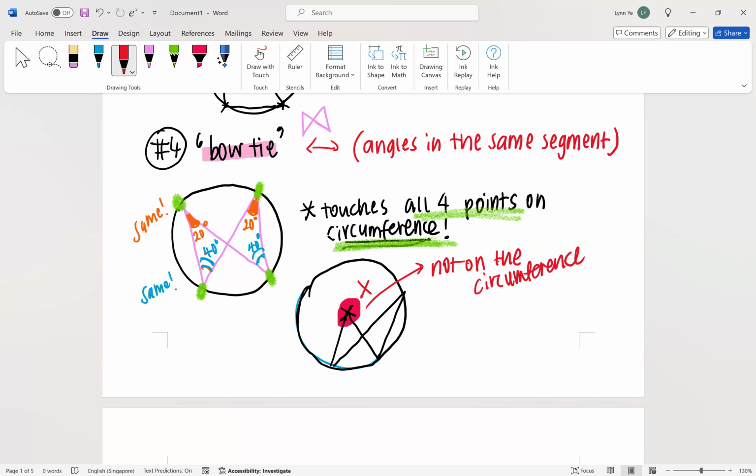So can I use the bow tie technique? Even though, yes, Miss Lin, it looks like a bow tie, but almost everything is touching. But can I use it? No, I cannot. Just because of that one particular point, I cannot use this strategy already. Do you understand? So that's why it's very location sensitive. Understand now? What do I mean by location? It's very location sensitive.